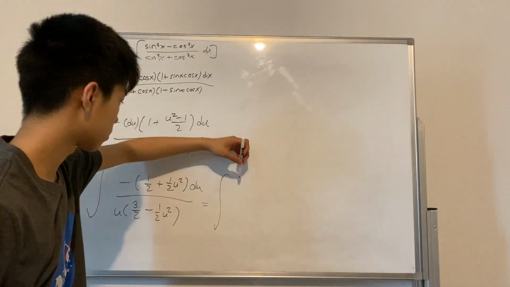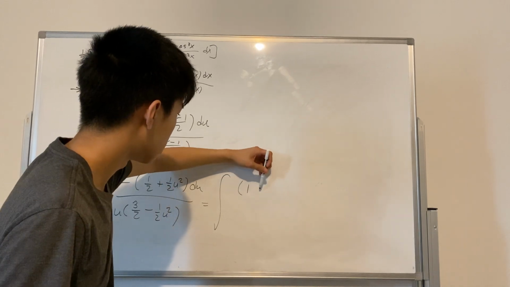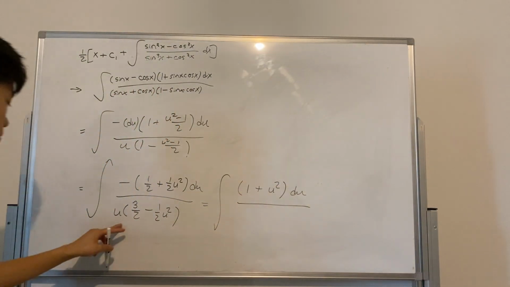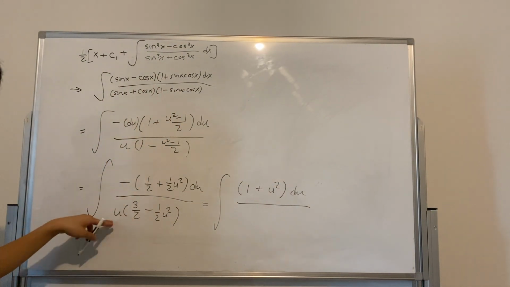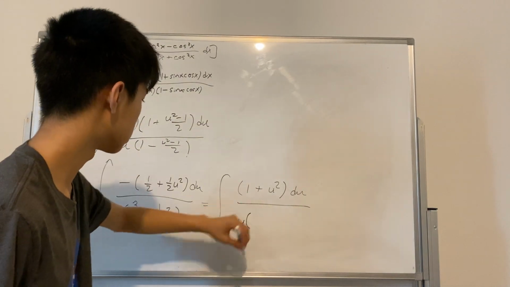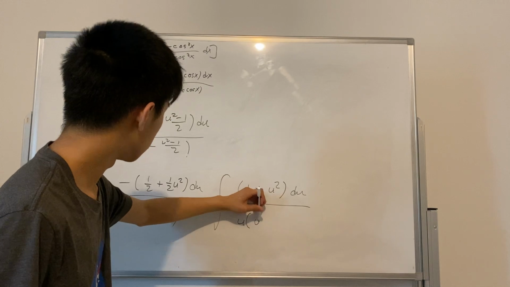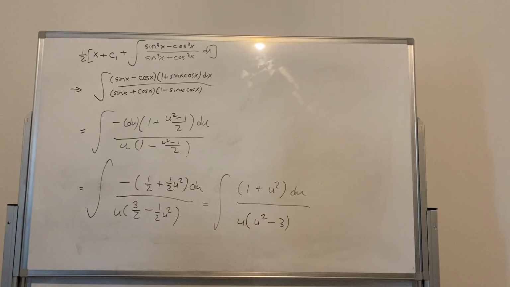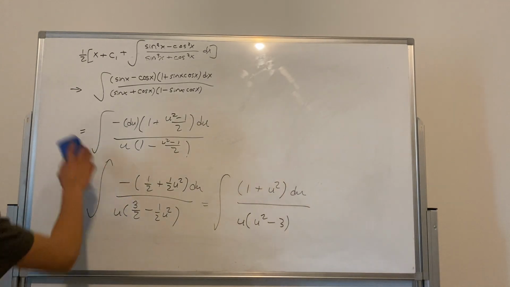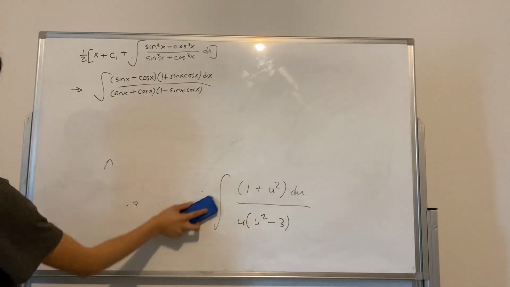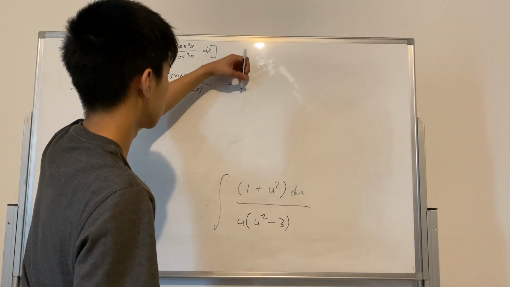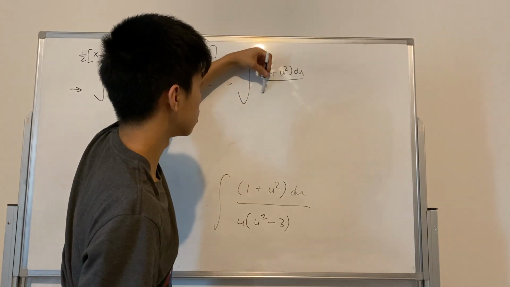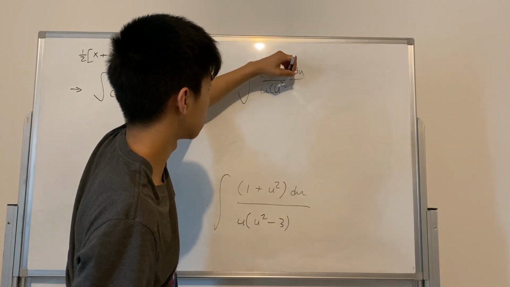So now we have 1 plus u squared du over, multiply both the numerator and denominator by negative 2. So now we have u times u squared minus 3. So now we have a system of equations to solve. So let me just get rid of all of this stuff. So we could just say that this is 1 plus u squared du over u times u squared minus 3.